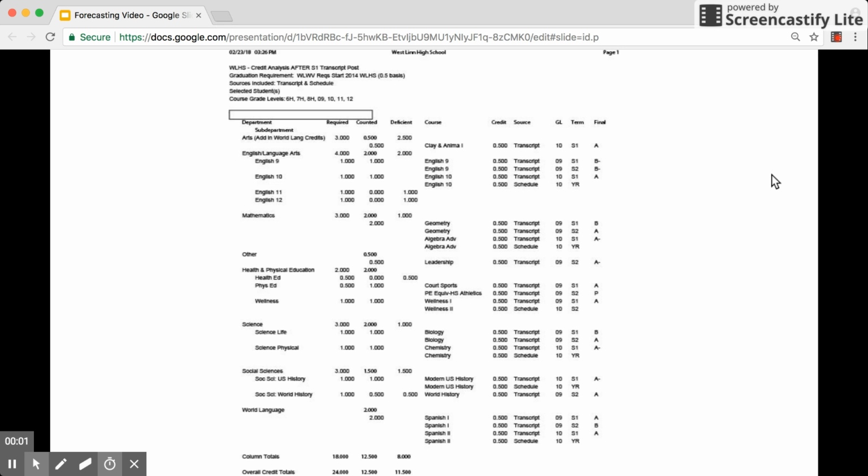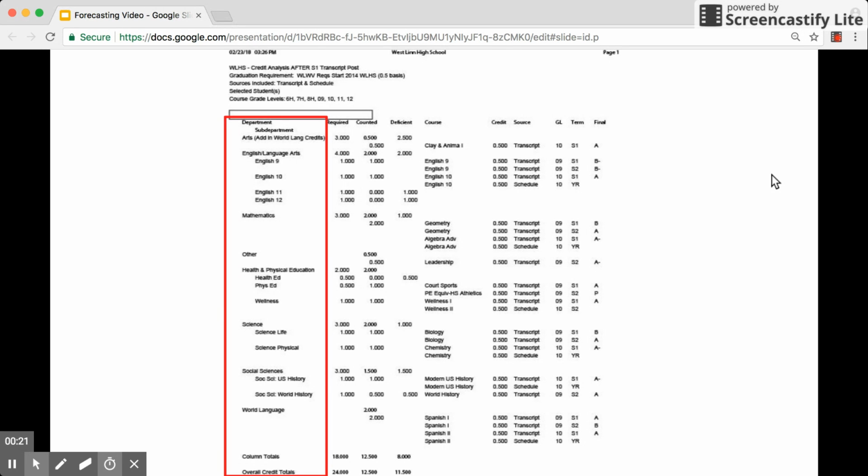The following is a video to help students and families as they navigate the forecasting process. This is an example of a credit analysis sheet. This was given to students on the 26th during the forecasting presentation and is a breakdown of classes and credits which the student has earned and what they have yet to earn.